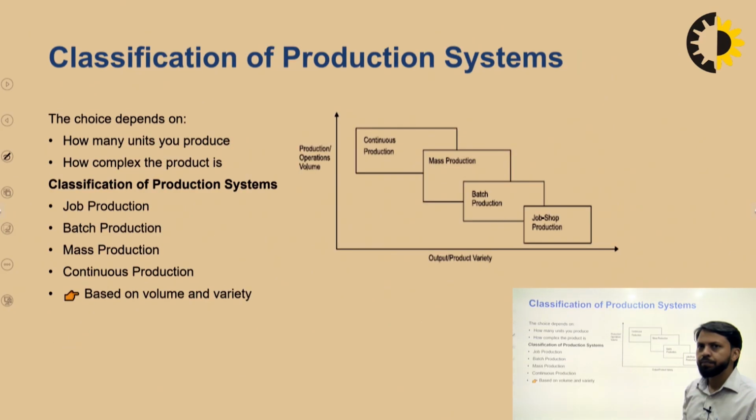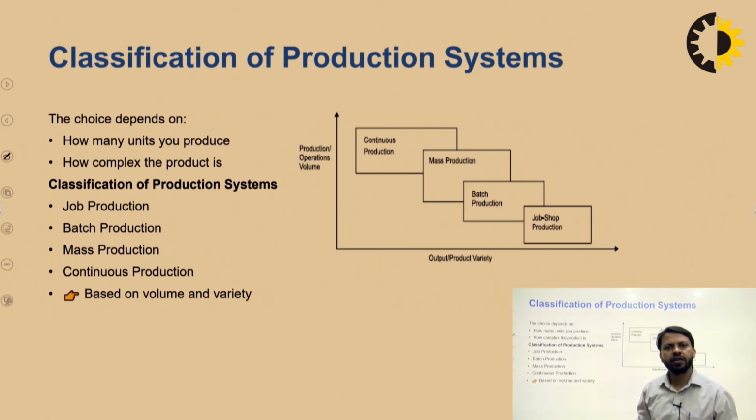There is a basic classification of production systems, and in the upcoming slides we are also going to see some of the latest innovations in production systems. These are the conventional ones which are utilized in various industries for developing different types of products or services.